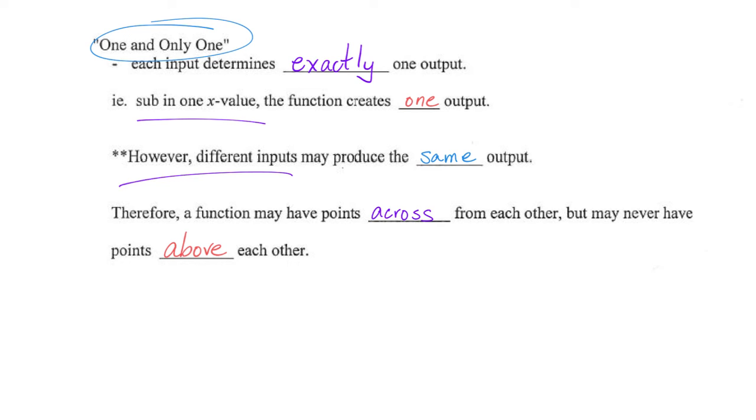Because we start to go, okay, wait a second. If I take one x and sub it in, I can only get one y. However, different x's can give me the same y? Okay, wait a second, I'm confused. Which one is which?